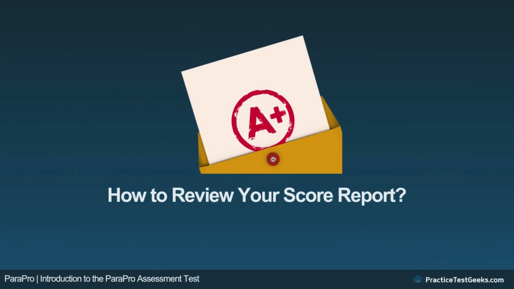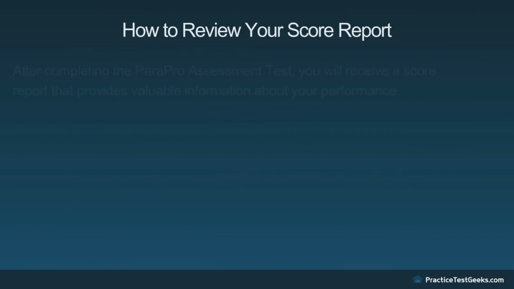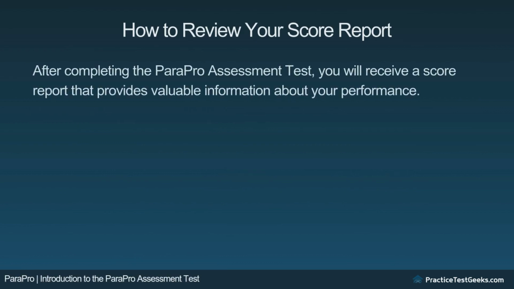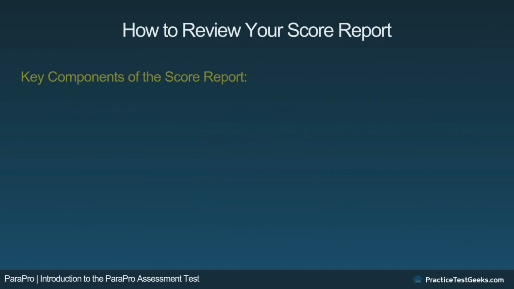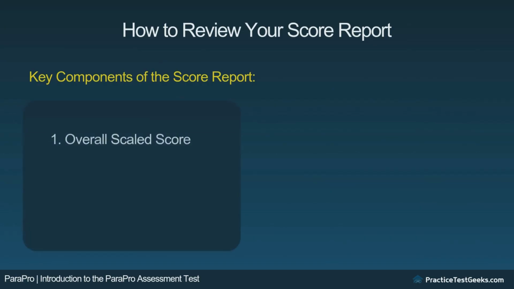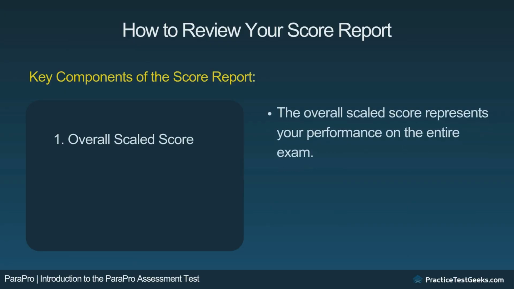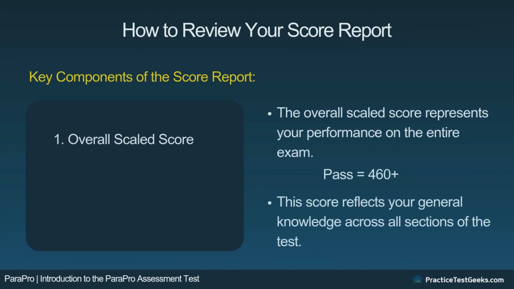How to review your score report. After completing the ParaPro assessment test, you will receive a score report that provides valuable information about your performance. Understanding your score report is essential for interpreting the results and planning any further steps in your preparation. Key components of the score report. 1. Overall scaled score. The overall scaled score represents your performance on the entire exam. A score of 460 or higher is required to pass. This score reflects your general knowledge across all sections of the test.